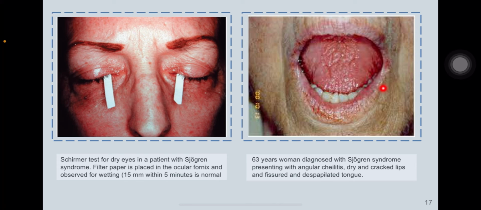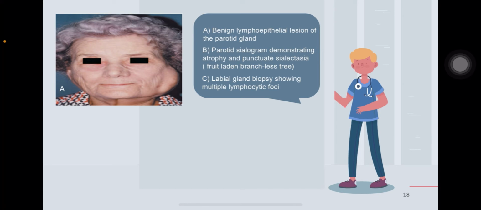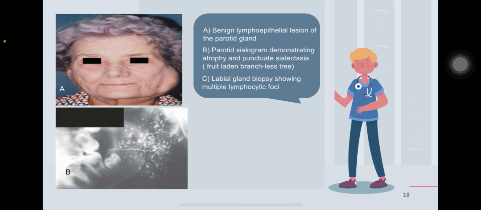In this picture, you can see a 63-year-old woman diagnosed with Sjögren's syndrome. Notice that she has angular cheilitis, cracked lips, and a depapillated, fissured tongue. This is a case of a woman presenting with a benign lymphoepithelial lesion of the parotid gland. Upon taking a sialogram, you can see the atrophy and punctate sialectasia, which is the appearance of a fruit-laden, branchless tree.